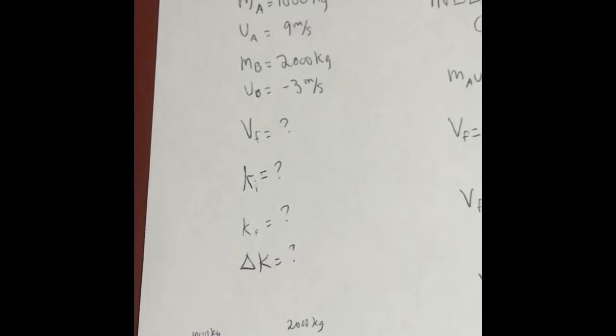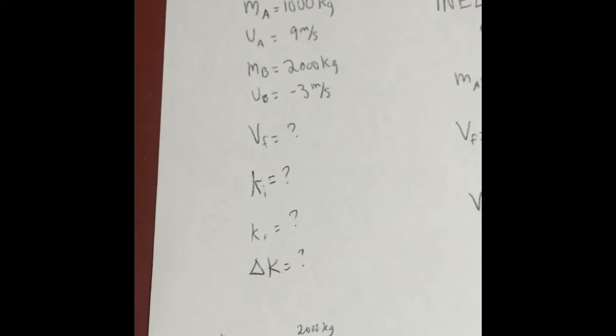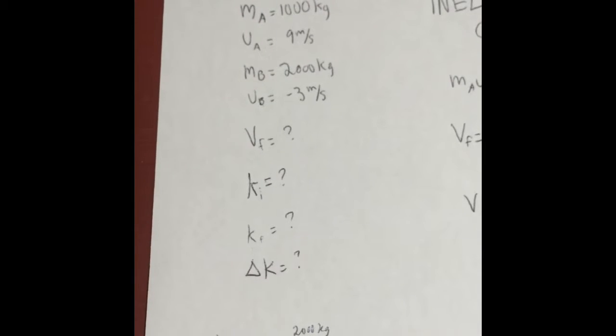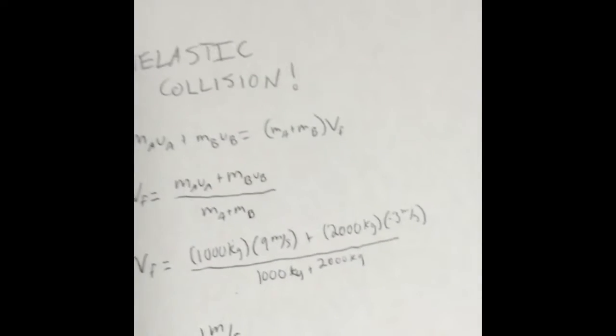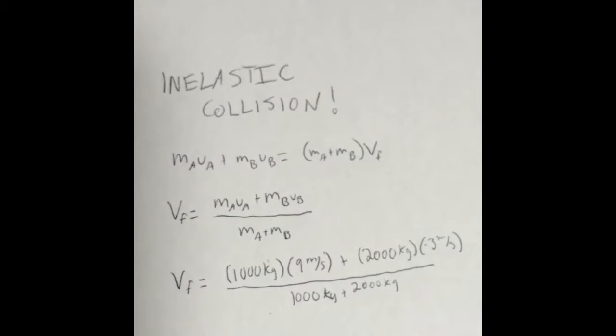So here we have an inelastic collision featuring a mass of 1,000 kilograms traveling at 9 meters per second and a mass of 2,000 kilograms traveling at -3 meters per second. It's an inelastic collision, therefore the two masses stick together and have one final velocity.